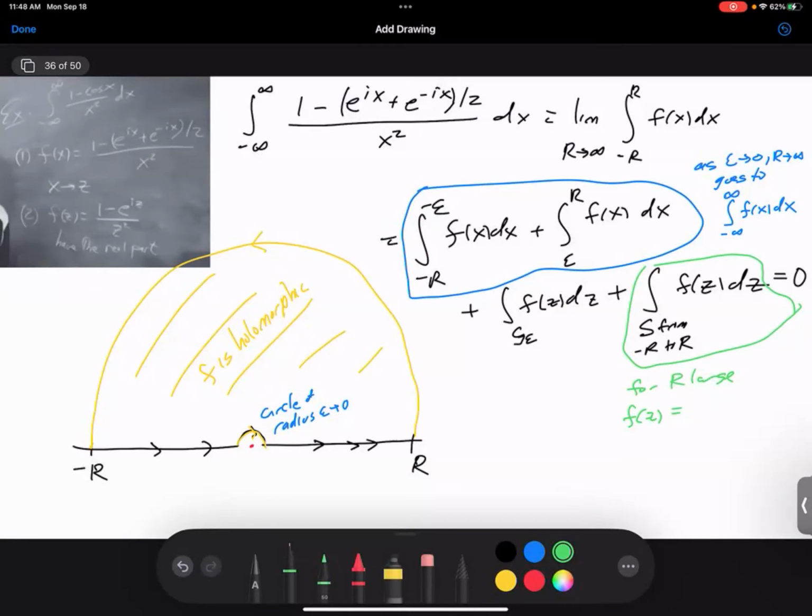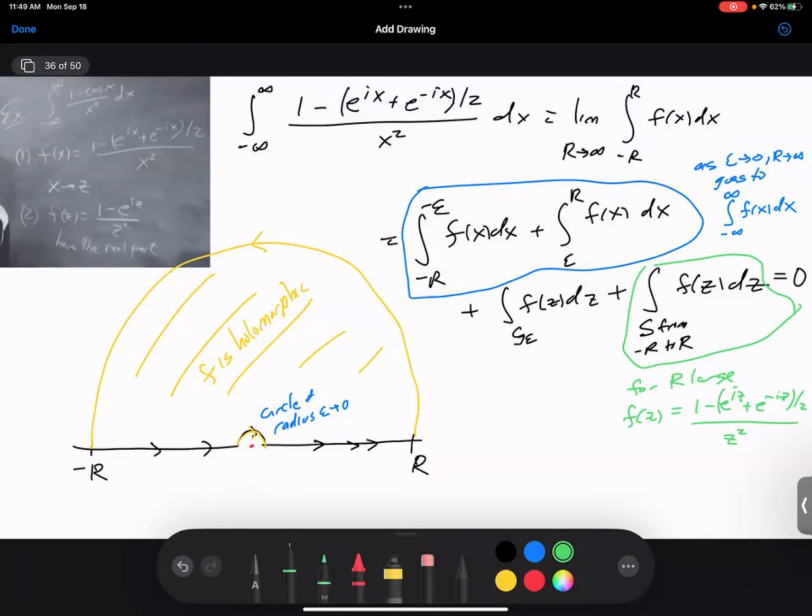So if we look at the complexification, it's going to be 1 minus e to the iz plus e to the minus iz over 2, over z squared. The z squared in the denominator is really good. How large is the z squared in the denominator going to be? R squared. It's going to be r squared, and the length of the semicircle is going to be on the order of r. So even when we multiply this by the length of the semicircle, that's not a problem.